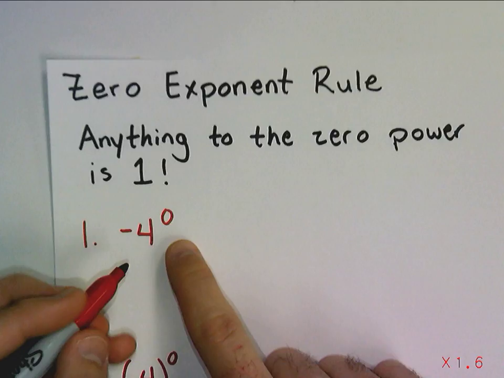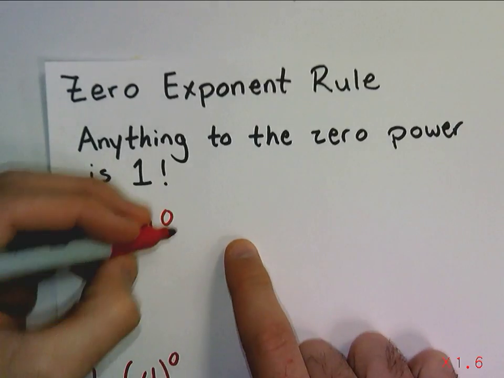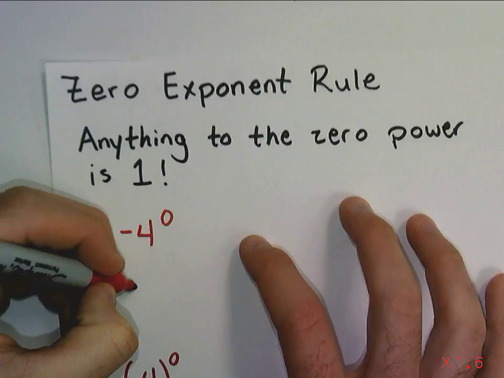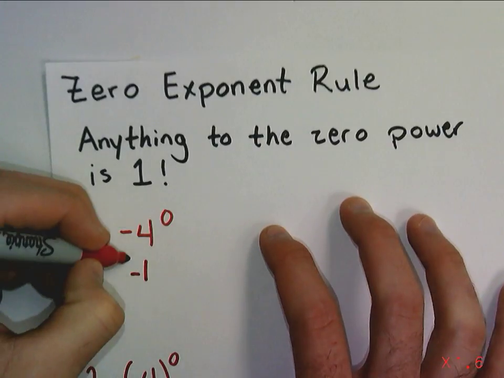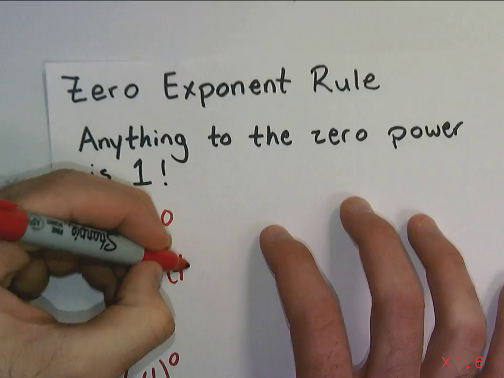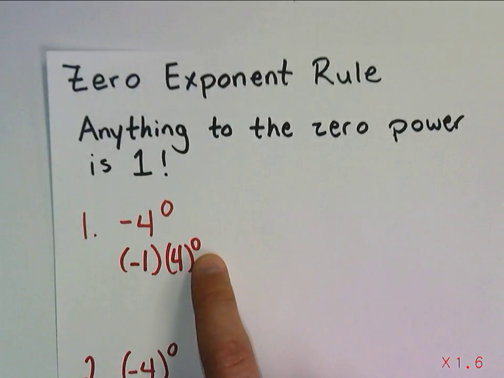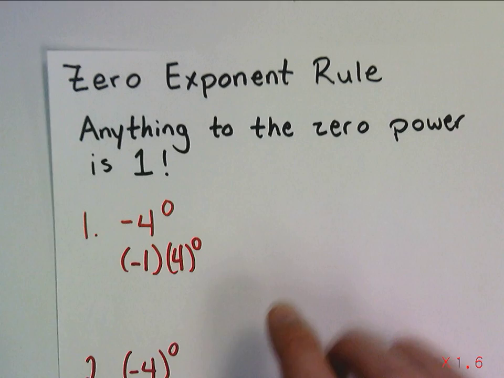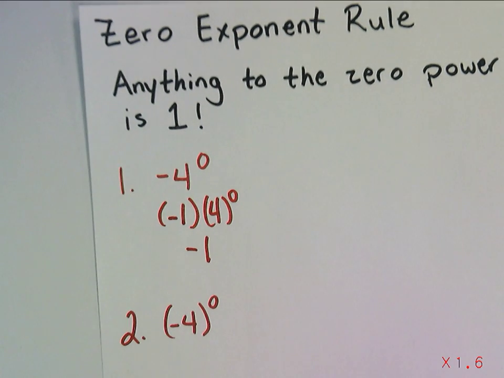And so that would mean that there's really a negative 1 multiplied out in front of here, so you have negative 1 times 4 to the 0 power. So 4 to the 0 power is 1 times negative 1. So this answer would give you negative 1.